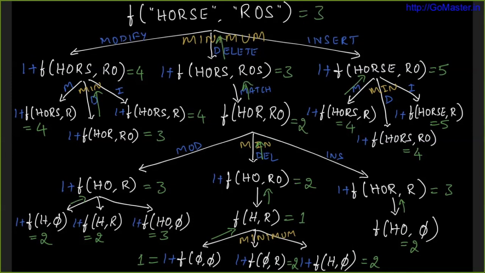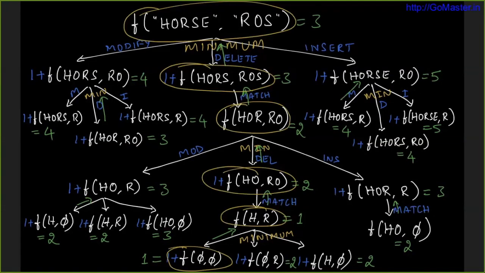So if you observe, this path actually gave me the optimal answer, which is, if you go from the bottom, it is basically one modification, which is h to r. That's the first character we saw, and then there's a matching of o and o. We don't have to do anything, and then again there is a deletion of this character r, right? And then there's a match of s and s, and finally there is a deletion of this character e, right?